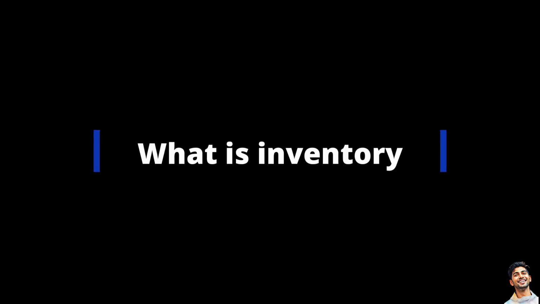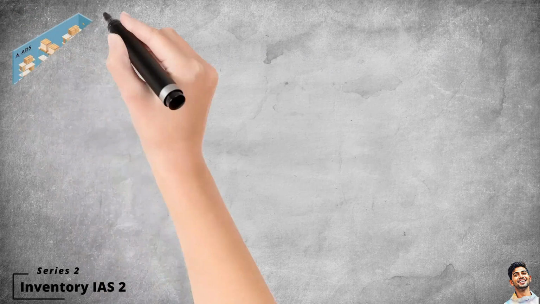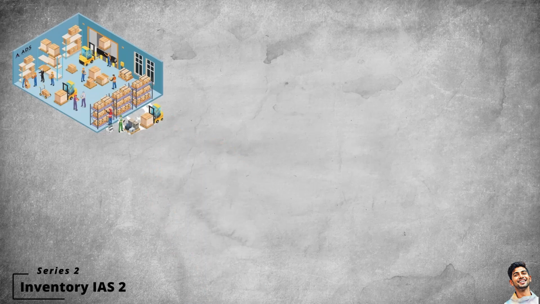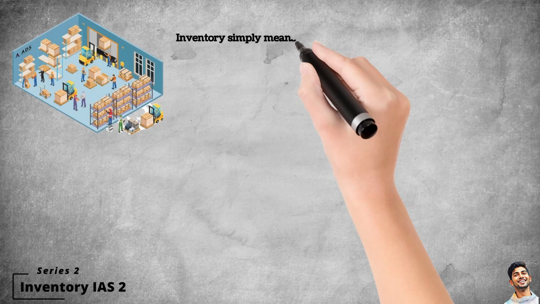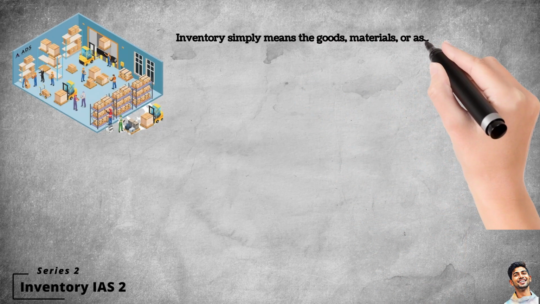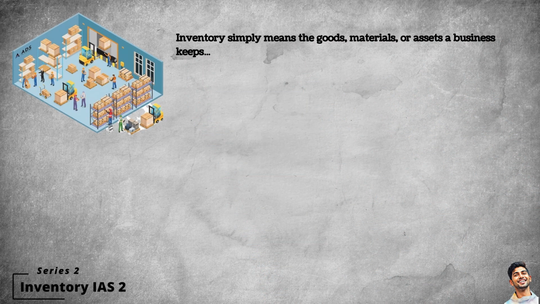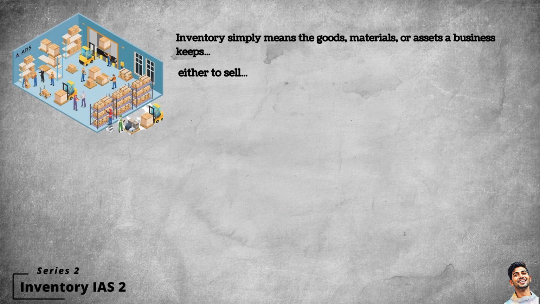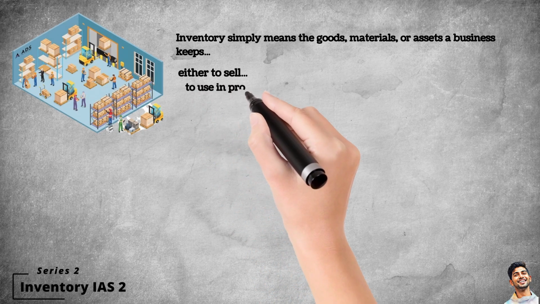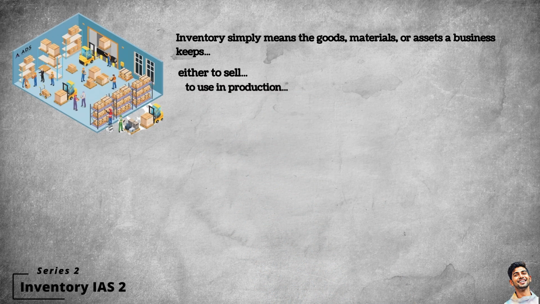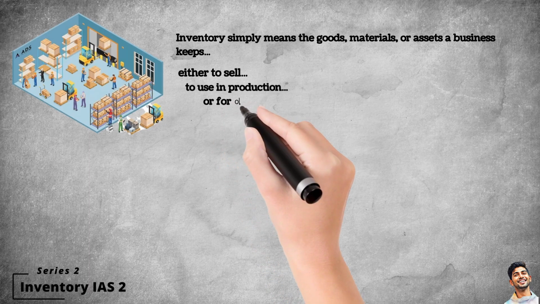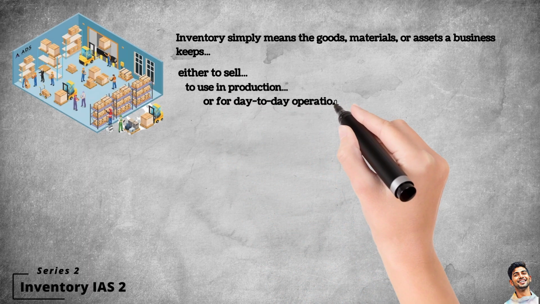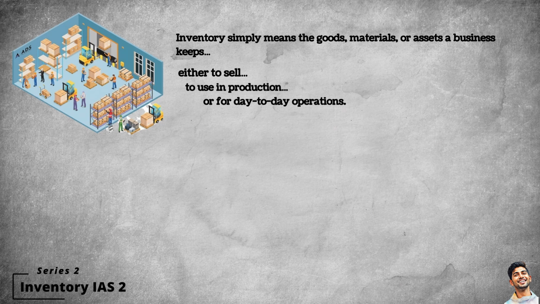What is inventory? Inventory simply means the goods, material, or assets a business keeps either to sell, use in production, or for day-to-day operation. Simply: sell, production, day-to-day operation.